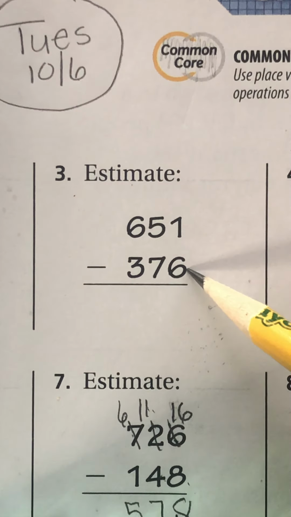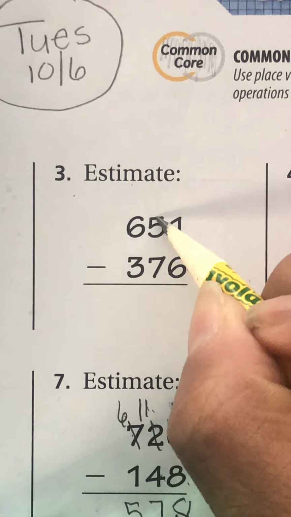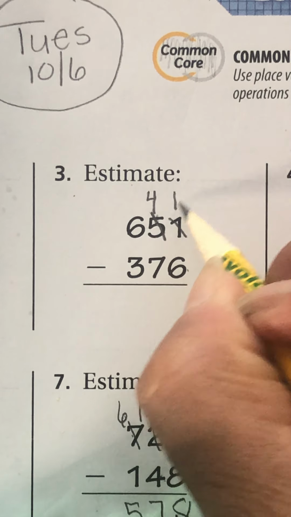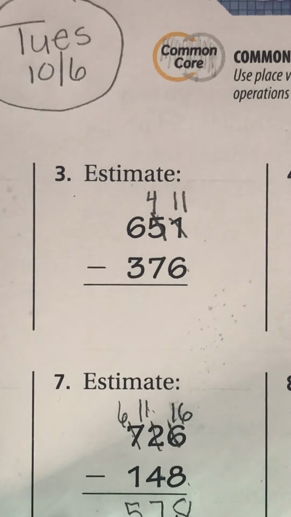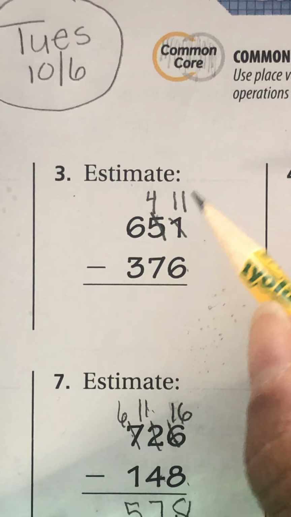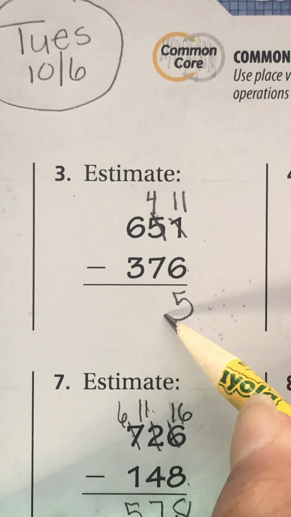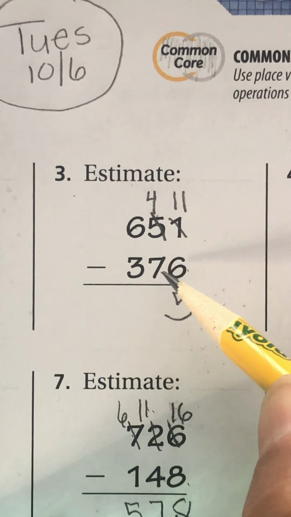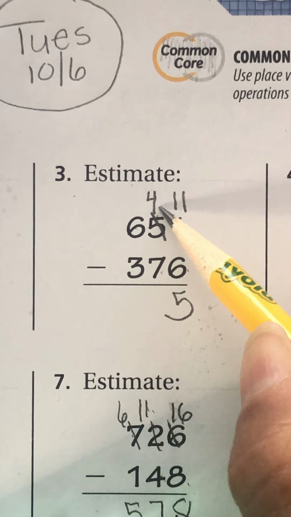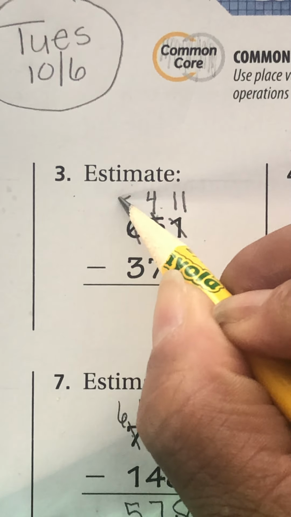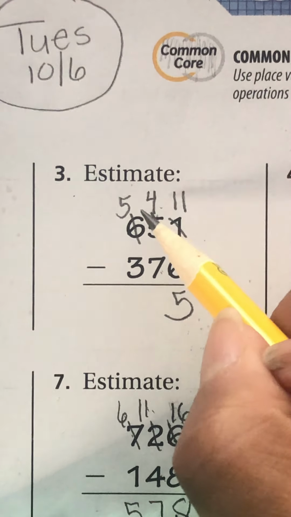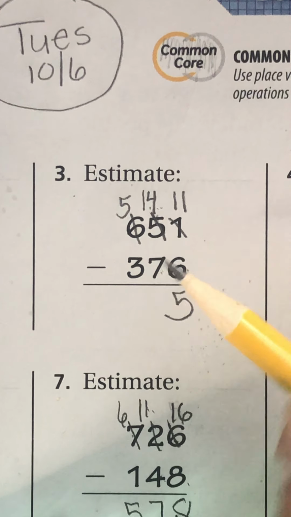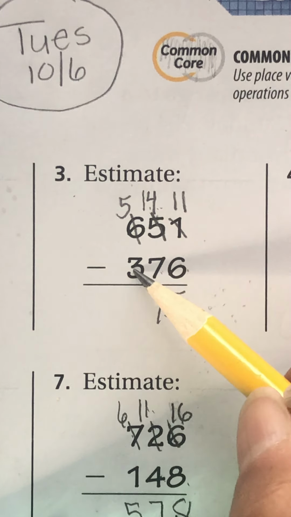Again, there's more on the floor, so I have to go next door and get 10 more. My 5 becomes a 4 because I borrowed 10, and now my 1 becomes an 11 because I'm putting 10 with 1, which makes 11. 11 minus 6 is 5. In the tens place, more on the floor, so I got to go next door and get 10 more because 7 is larger than 4. So I'm going to cross out the 6, make a 5. I borrowed a 10. I'm going to put it with 4, so now I have 14. 14 minus 7 is 7, and 5 minus 3 is 2.